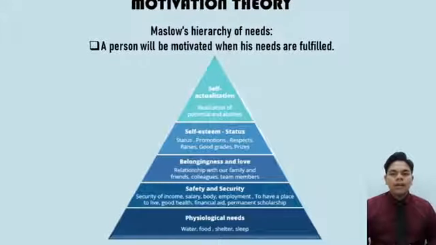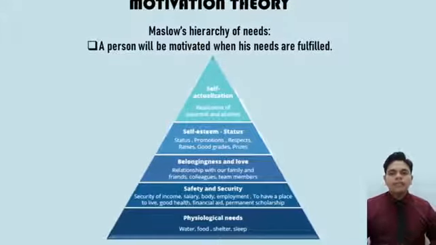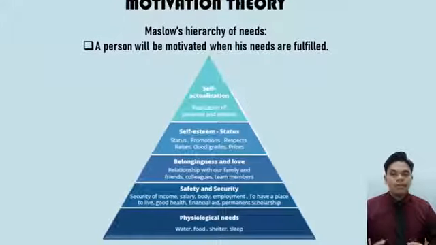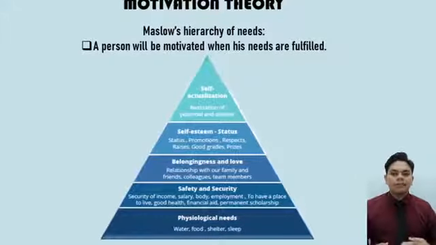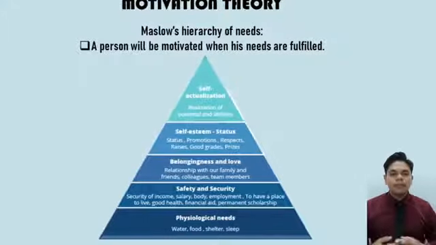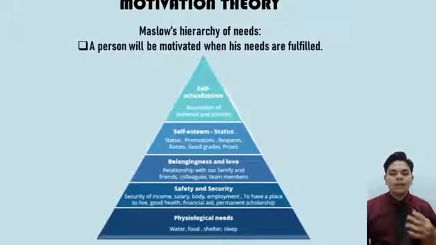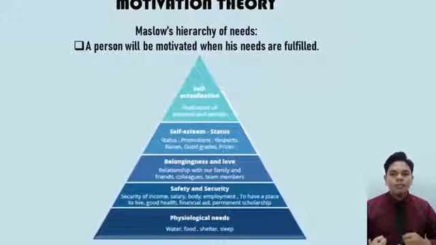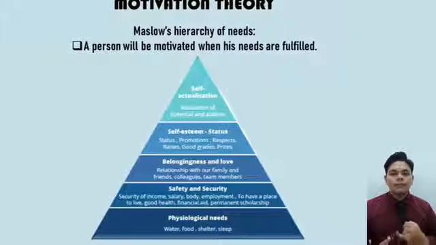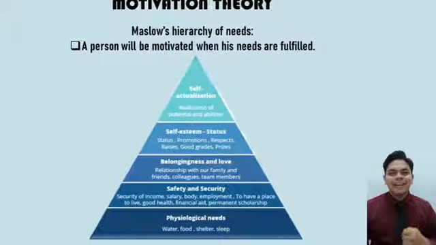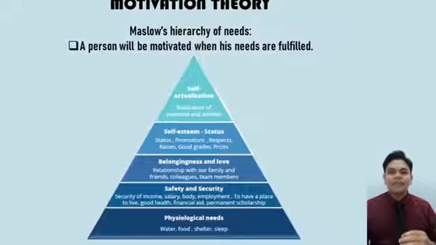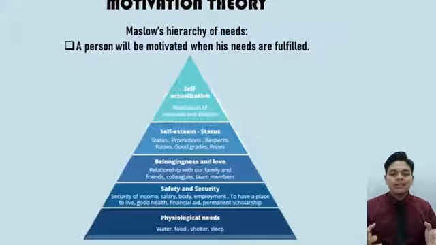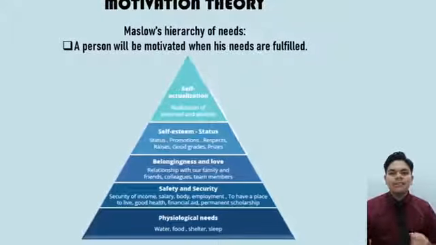The next one is belongings and love. Relationship with our family and friends, colleagues, team members. The next one is self-esteem or status. What is self-esteem and status? It consists of status, promotion, respect, race, good friends, good grades, prize. The next one is self-actualization. Self-actualization is realization of potentials and abilities.